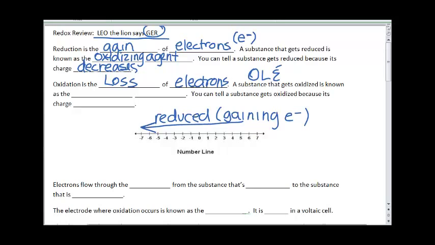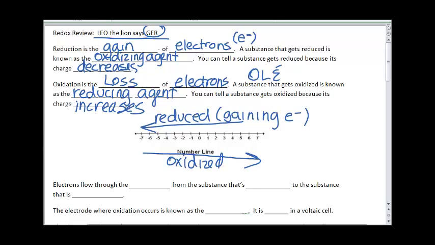A substance that gets oxidized is also known as the reducing agent. And how are you going to tell if something's losing electrons, losing negatives? You're going to look at its charge, and you're looking for the charge to increase, to go up. But you're losing things. Yes, you're losing negatives. So if you're moving up the number line, then you are getting oxidized, and you are losing electrons.